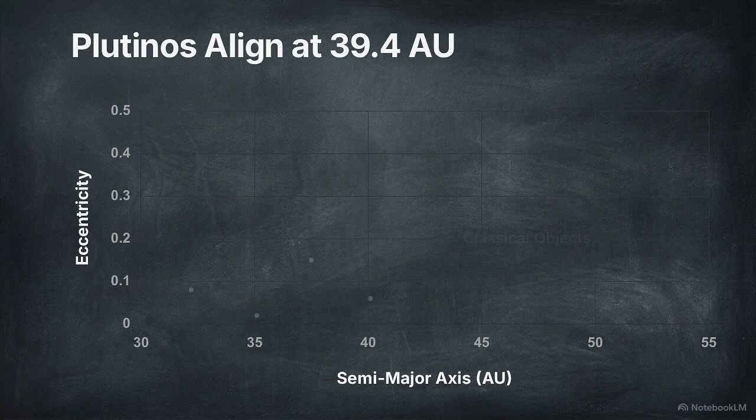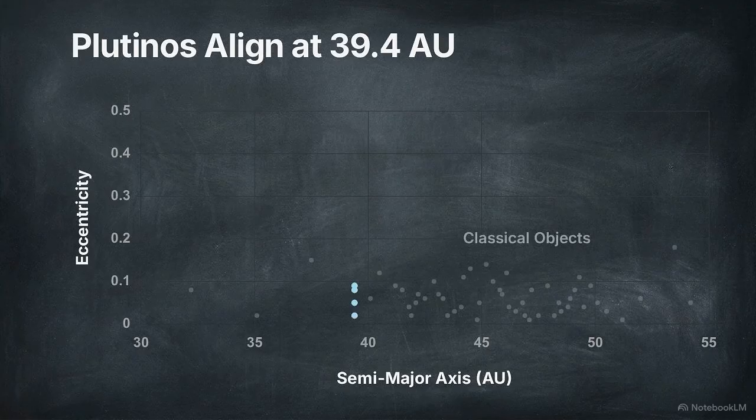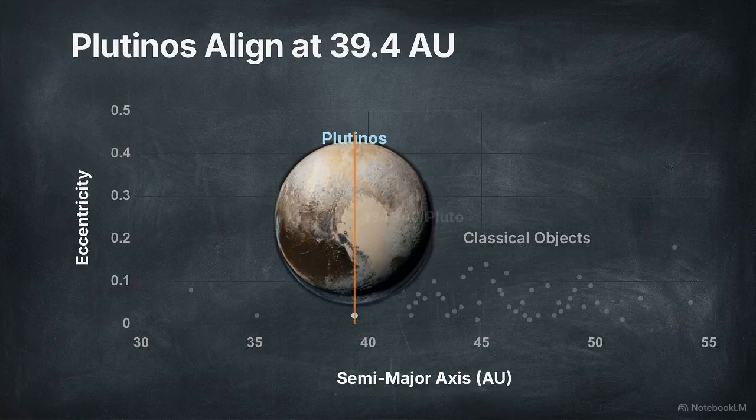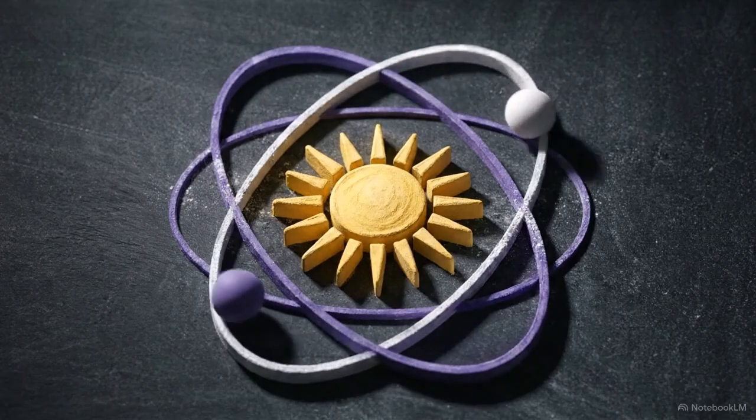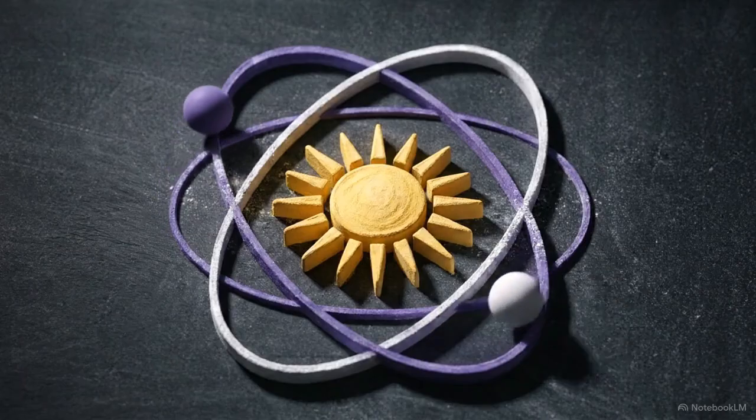Looking back at the 2D chart reveals sharp, vertical columns of data points. One massive cluster appears exactly at 39.4 AU, the Plutinos. The data for Pluto and Orcus shows them on this exact vertical line, their high eccentricities stretching up the y-axis. They occupy this specific distance because of a 2 to 3 orbital resonance.